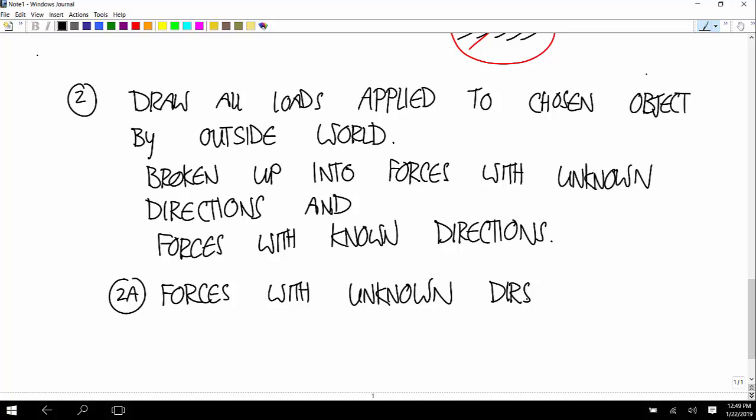And when I say forces, what I really mean is loads, so I want to be more general than forces. Loads are made up of forces and couples. For now, we're only dealing with forces because we're only dealing with particle statics. Then there are loads with known directions.